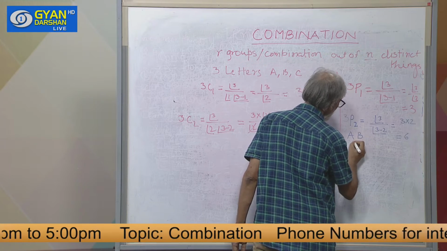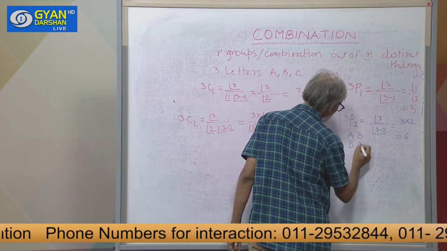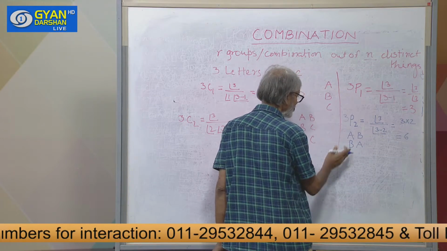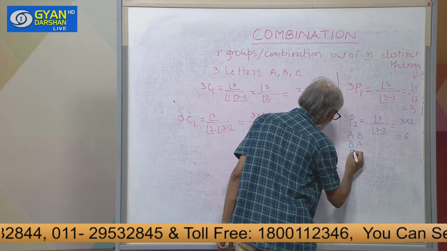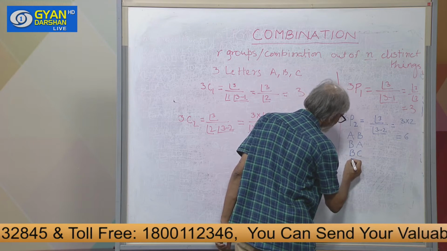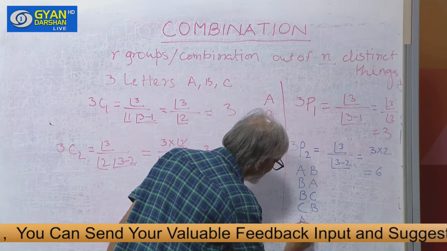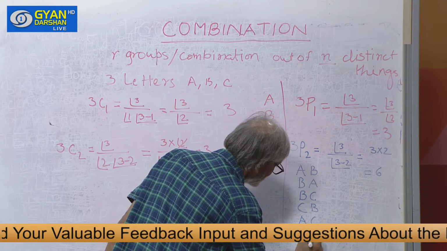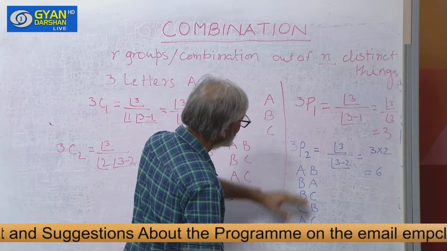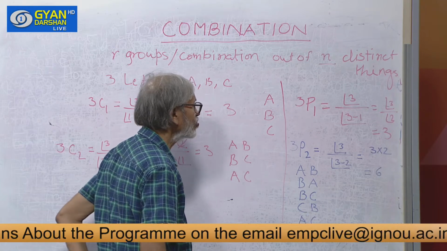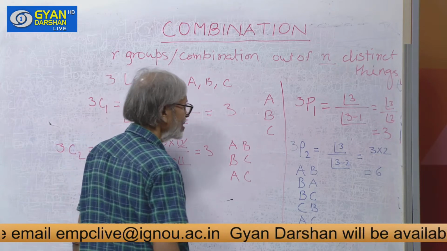A, B, because order is important here. So, B, A is also an option, then B, C and C, B, then A, C and C, A. So, you can see 1, 2, 3, 4, 5, 6. 6 permutations are possible out of these 3 letters taken 2 at a time.